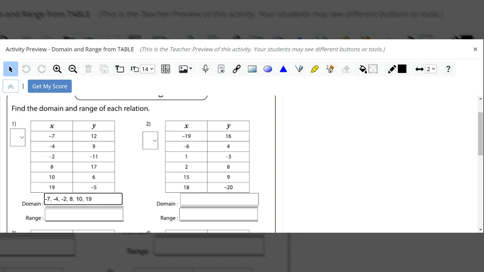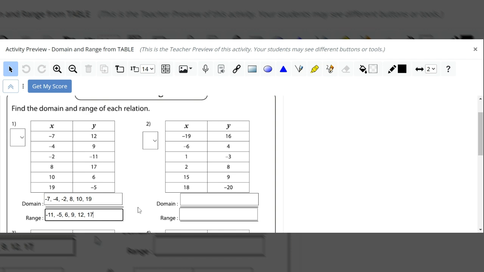So these numbers are my domain. Now my range are the numbers under the y. Again, I'm going to write this in numerical order. I'm going to start from the smallest, which is -11, then -5, next is 6, 9, 12, and 17. So these are my domain and range for question number one.